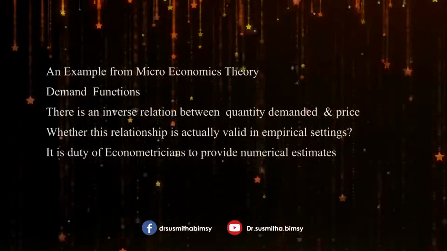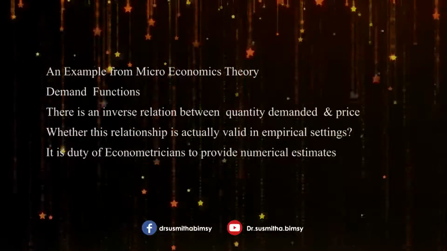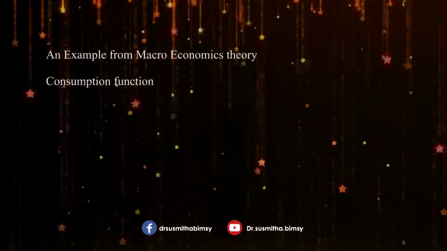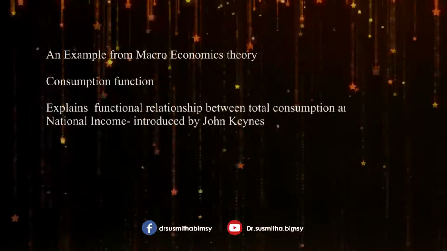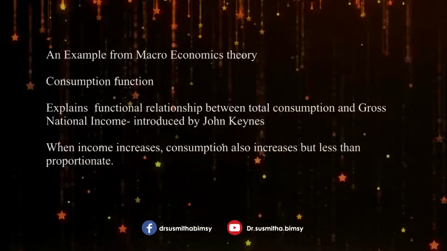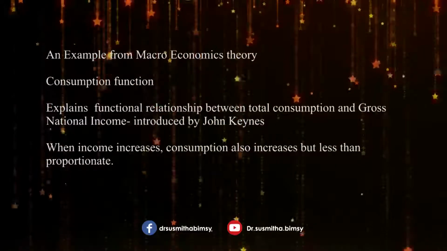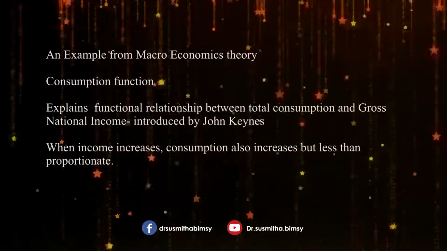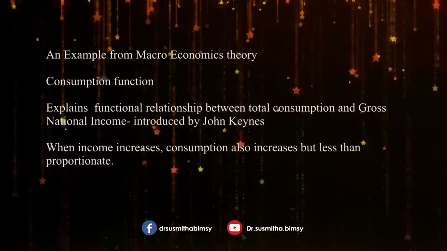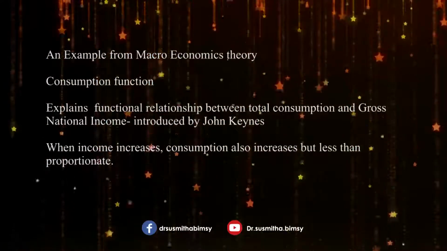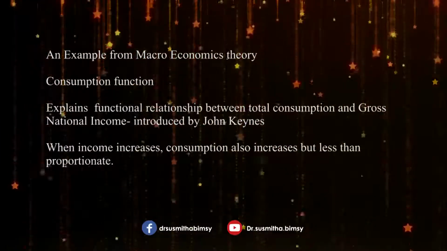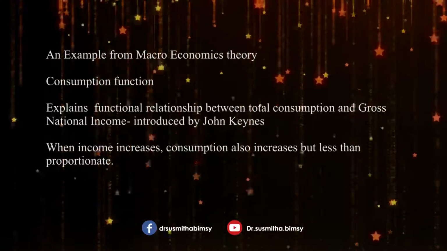I will give you an example from macroeconomic theory, where you learned about the consumption function. It's an economic formula that represents the functional relationship between total consumption and gross national income. It was introduced by British economist John Keynes. Here, consumption is a function of income. The consumption function relates the amount of consumption to the level of income. When the income of a community rises, consumption also rises. The theory says that as income increases, consumption also increases, but less than proportionately. That is, when income increases, consumption increases at a lesser proportion than the increase in income. Hope I am making it clear.